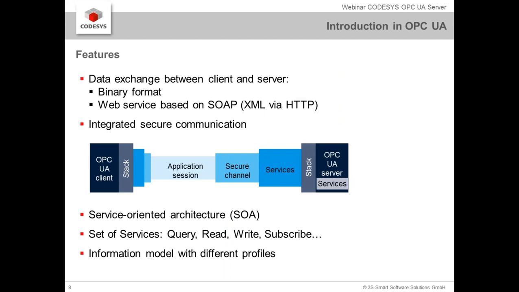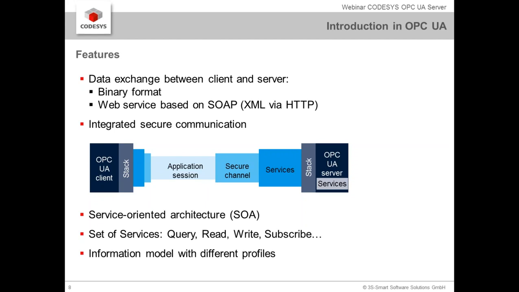Some features of OPC Unified Architecture. As already mentioned, there are two different data exchange possibilities. The first one is very slim, in a binary format, for very slim and effective communication. And there's another one based on web services with SOAP, which means XML via hypertext transport protocol transferred between client and server.